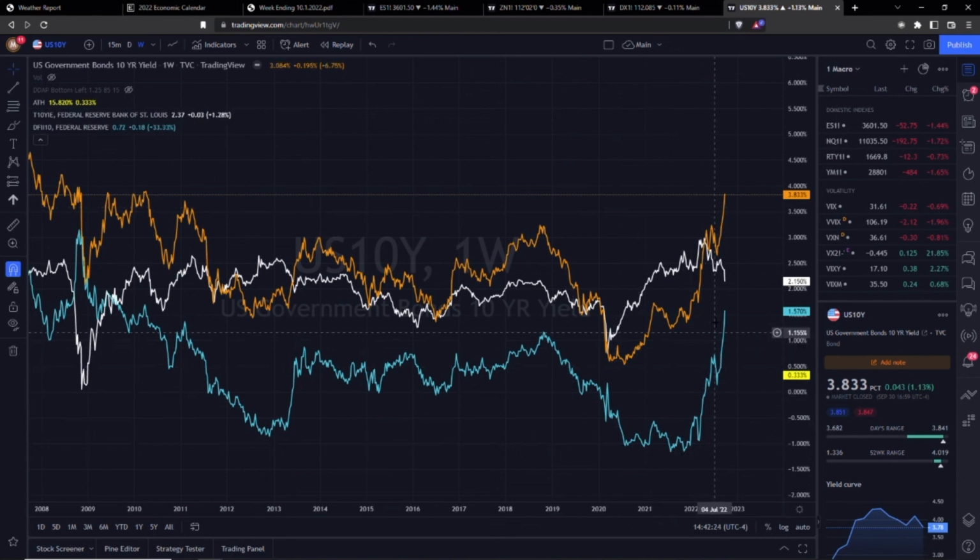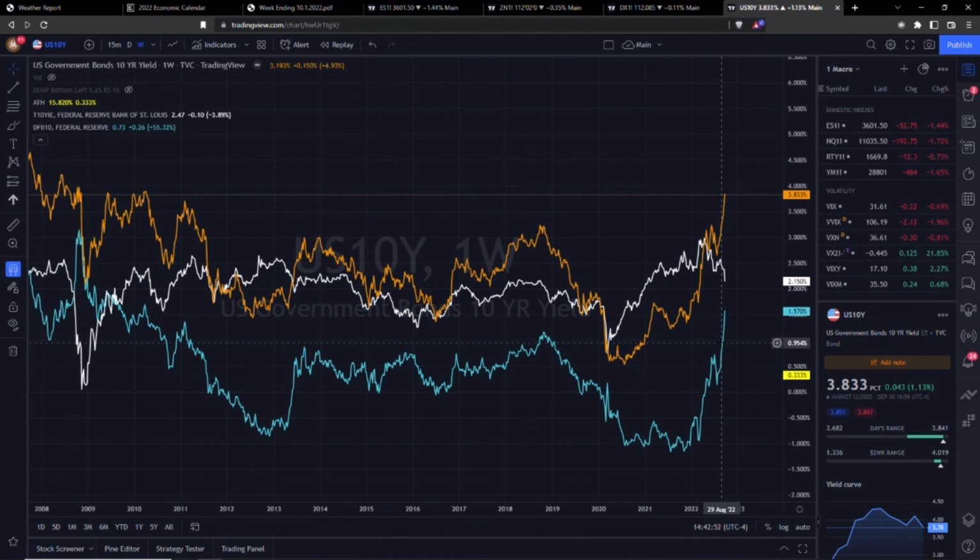So I have on blue here the 10-year real yield. On orange, this is the nominal 10-year yield, 383 basis points as of Friday. And on white, we have the breakeven. The real yield, the blue line, is determined by taking the orange line and subtracting the white line from it. And that gives you the blue line.